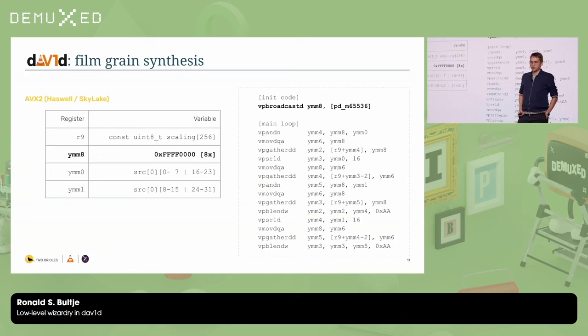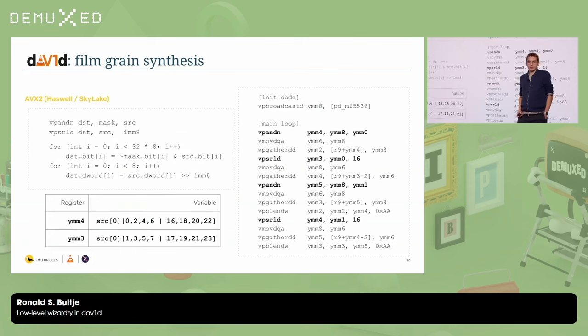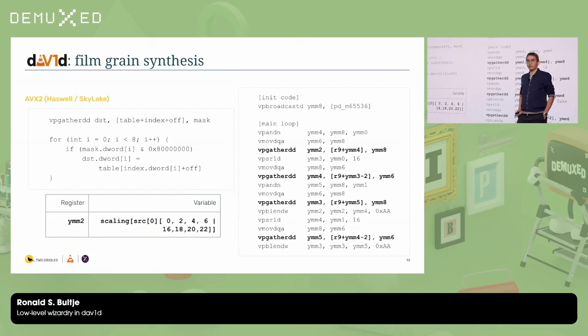My source pixels are in YMM0 and 1 as two byte words. And if I have a constant loaded in YMM8, then I can use this constant to split my source pixels in even and odd 4-byte D words. Then these D words, I can do a SIMD lookup on using the gather instruction. And that gives me a SIMD lookup of the scaling values in the destination registers. Four gather instructions in total.